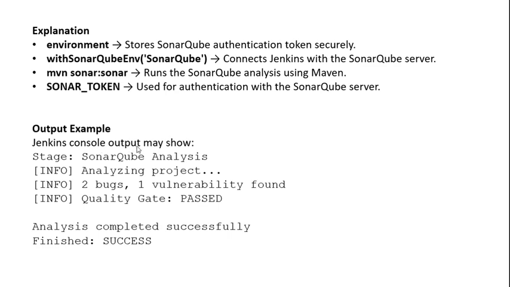The Jenkins console output may show the stage SonarQube Analysis, INFO: analyzing the project, INFO: 2 bugs and 1 vulnerability found, and quality gate: pass. Analysis is complete successfully, and finally, Finished: SUCCESS.